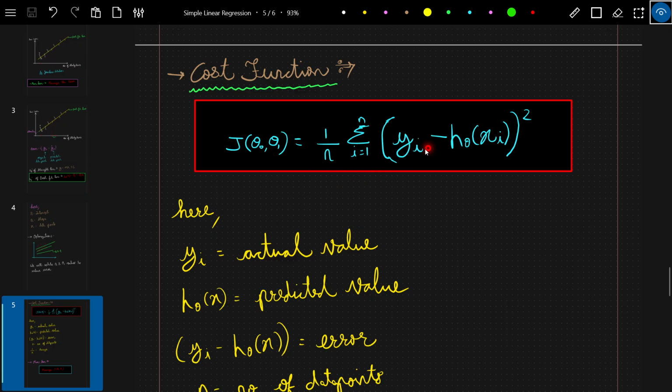Then we have y of i minus h theta of x of i. What is y of i minus h theta of x of i? It is actually the error. And then we have squared this error. So, mean squared error. That's why this equation is known as, guys, mean squared error.